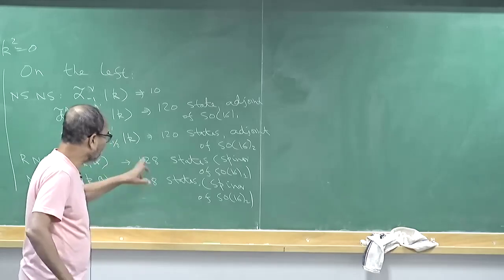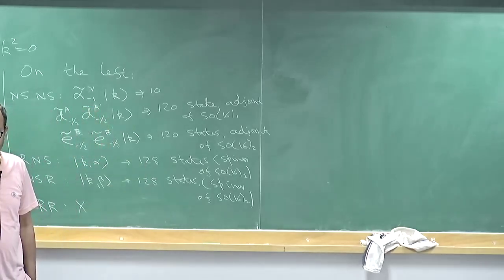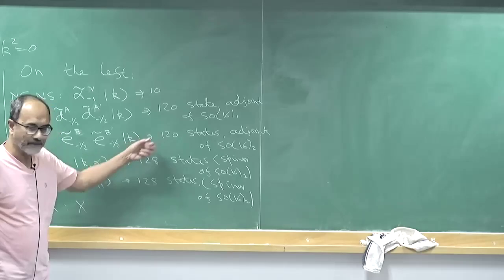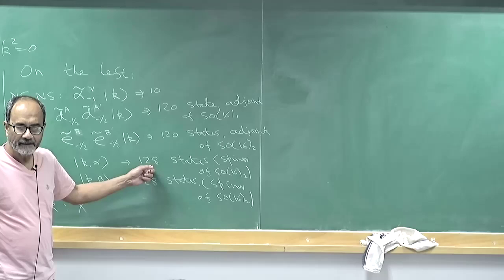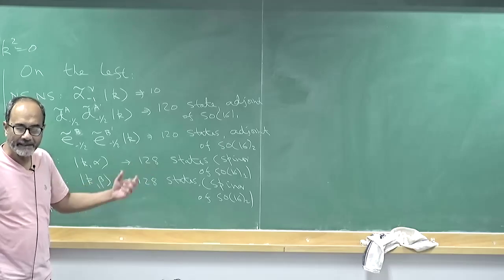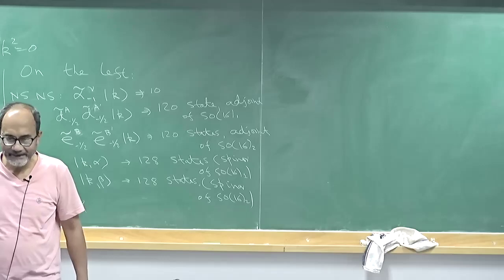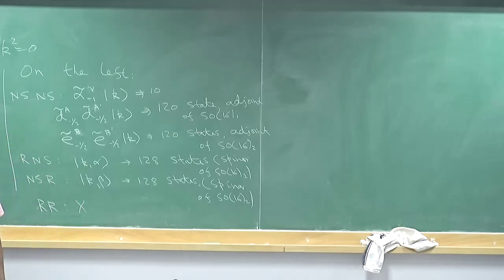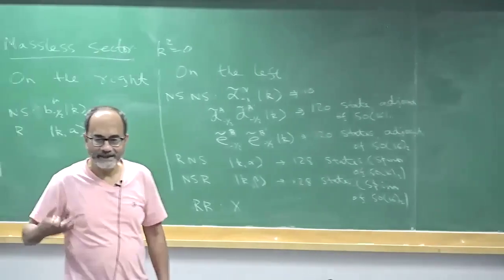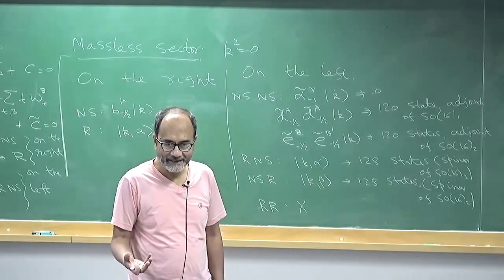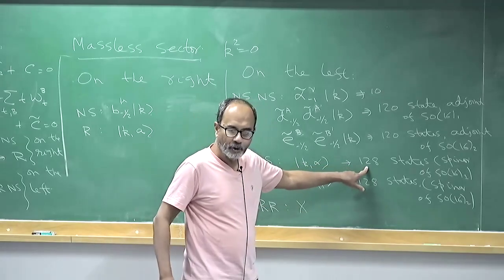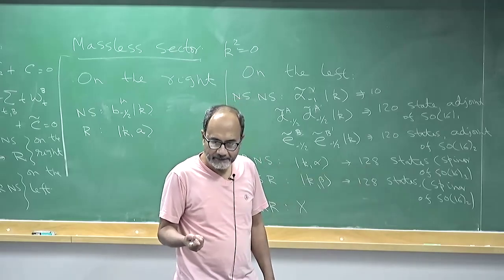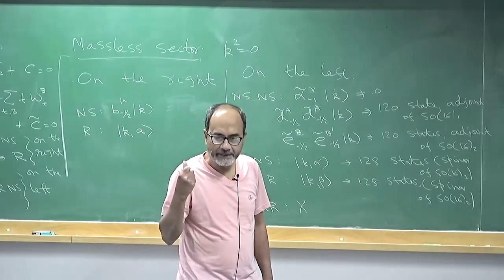No, 128 with 128 is not fixed. This with this is fixed, but this with this is not fixed. The structure constants are of SO(16), and 128 is a spinor of SO(16). The structure constants of SO(16) will contain the commutator of 120s. How a generator of 128 commutes with another generator of 128, that information will come from the E8 algebra.